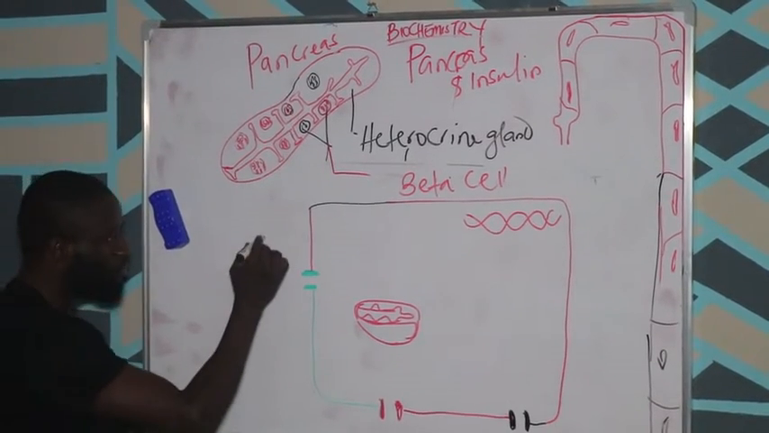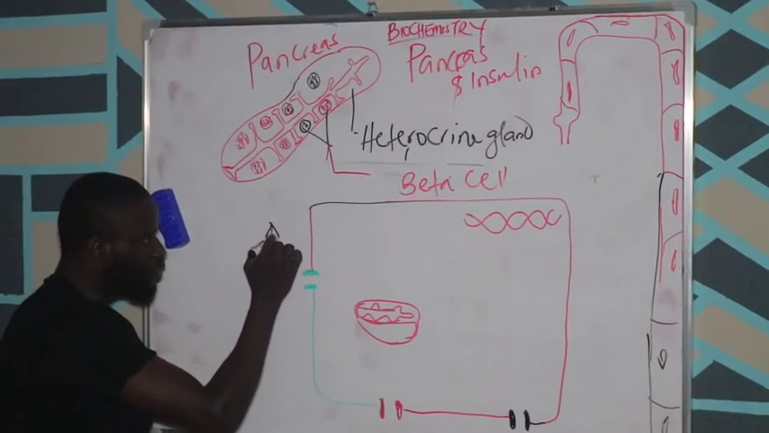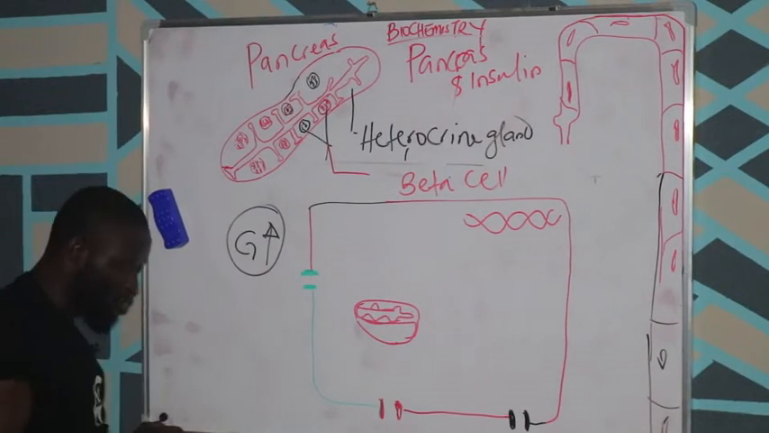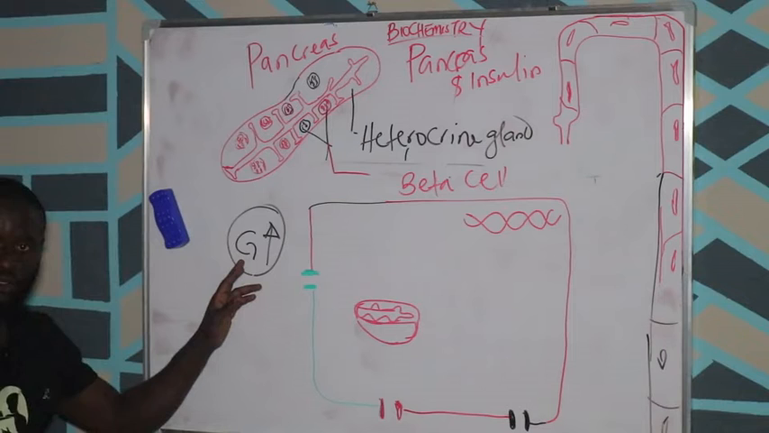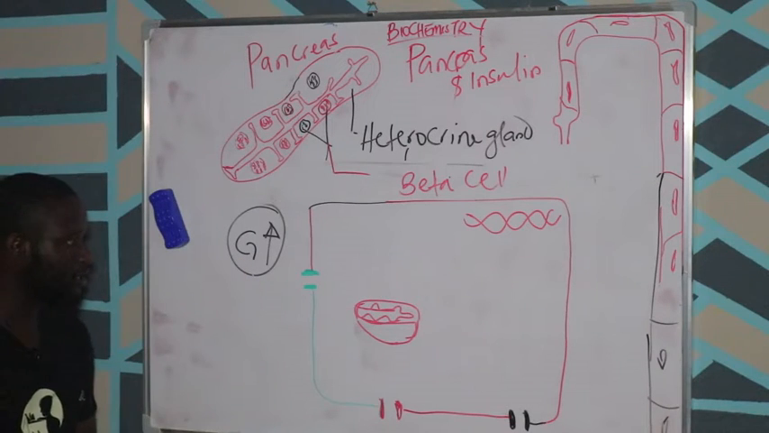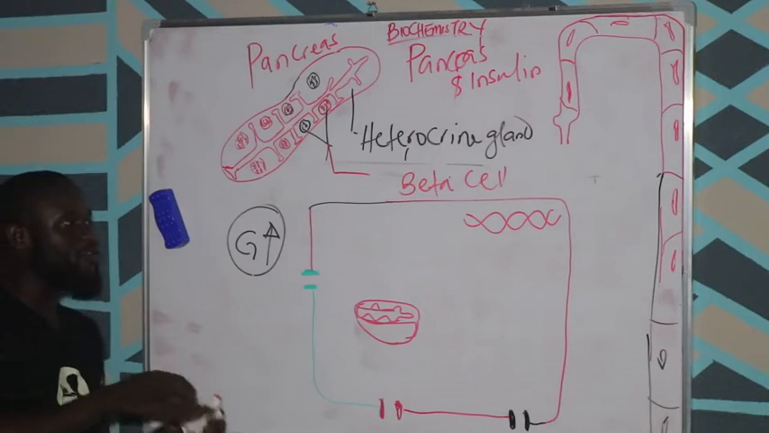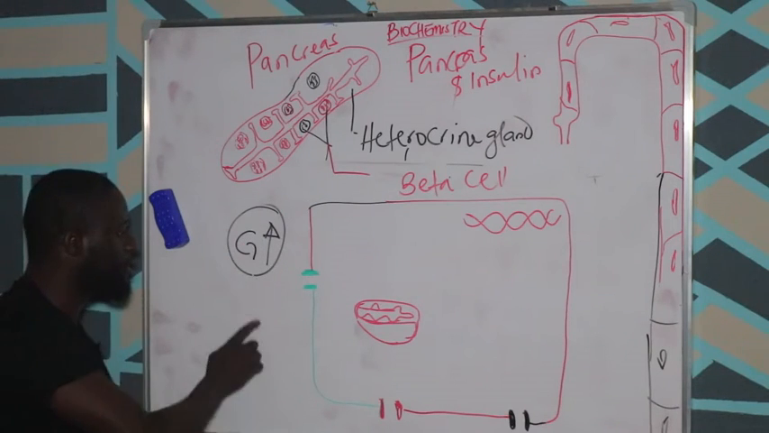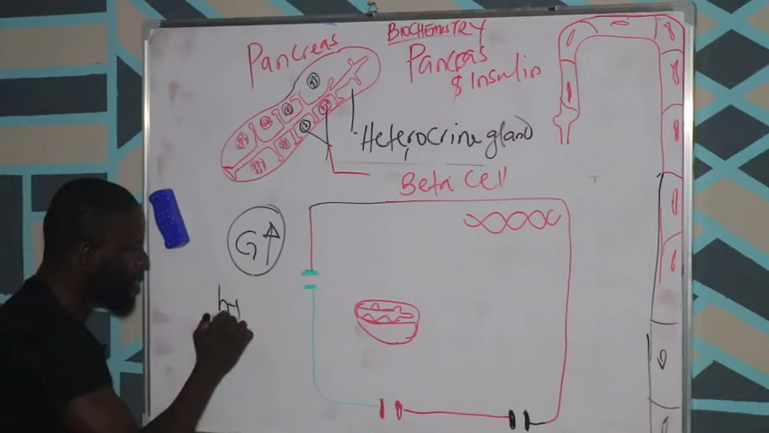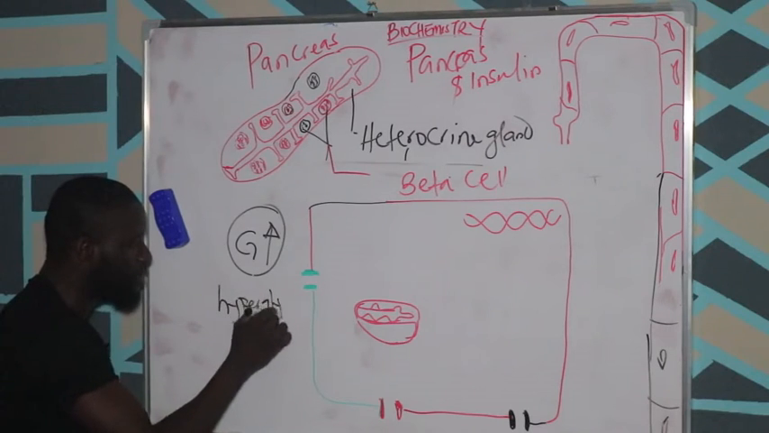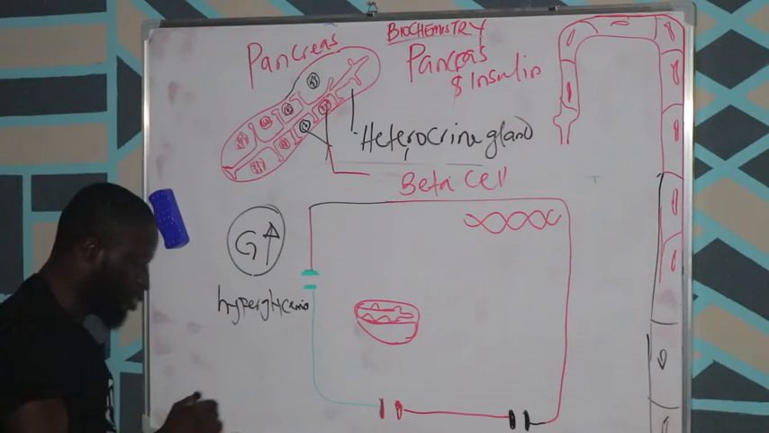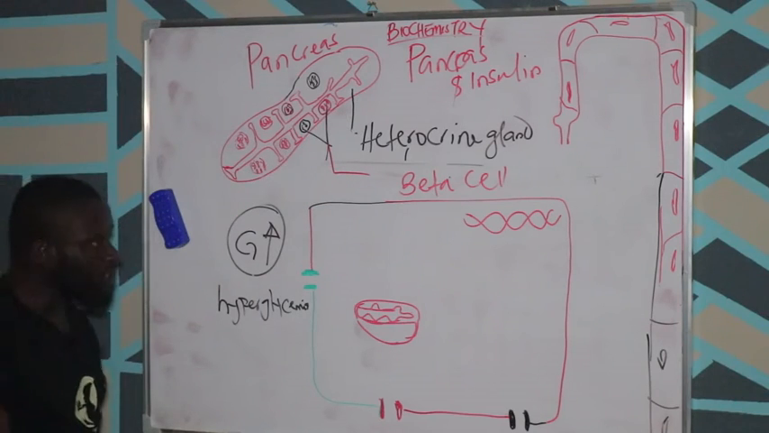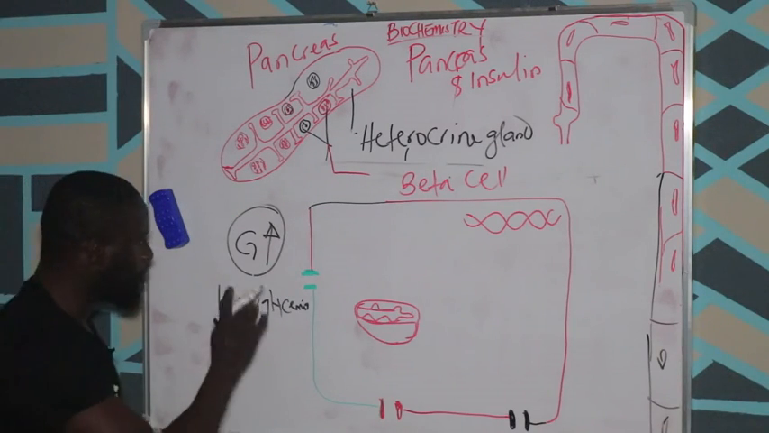I told you the trigger for the production of insulin is an increase in blood glucose. An increase in blood glucose will cause the production of insulin. So before the production of insulin, something has to stimulate it, which is hyperglycemia. Please do not forget, I keep repeating it, hyperglycemia. When the blood sugar is high, the beta cell is stimulated. How is it stimulated?